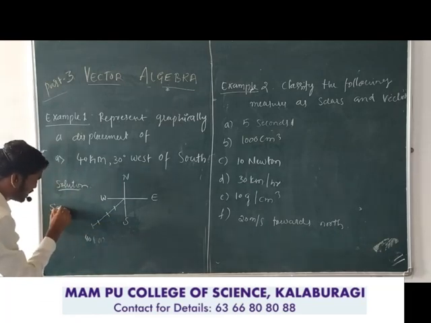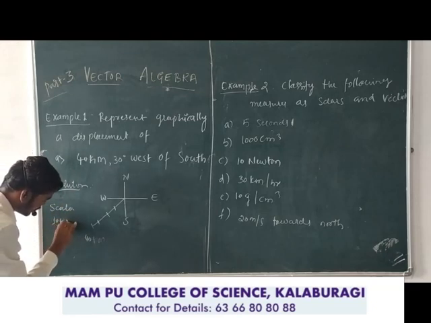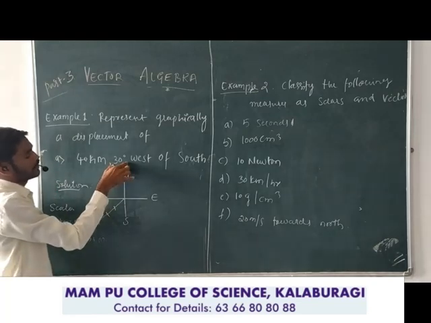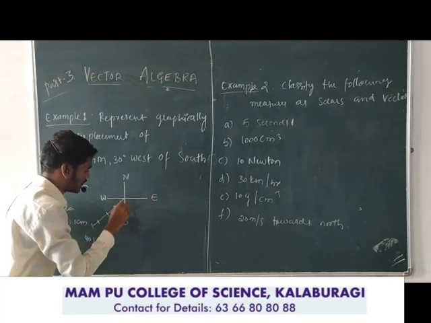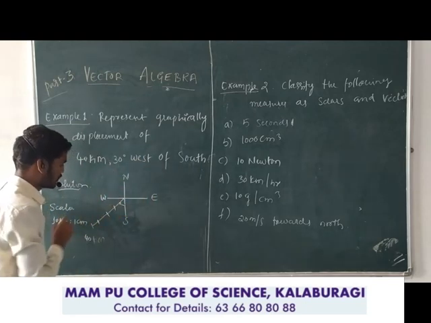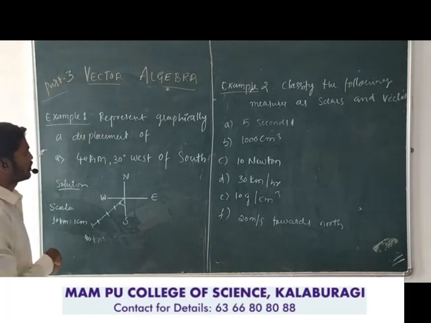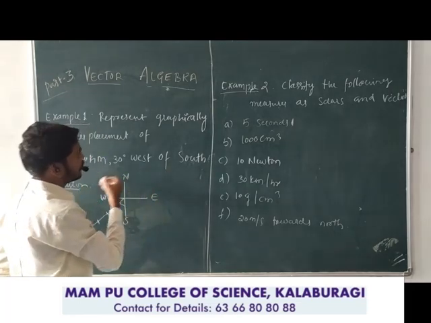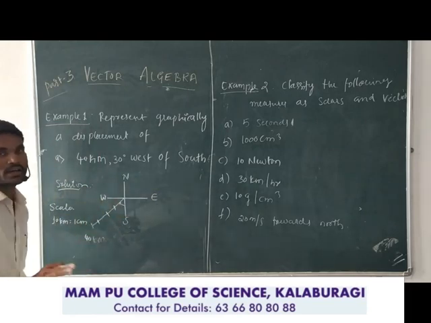Here I can write the scale: 10 kilometer is equal to 1 cm. But here 30 degree, so we can take 30 degree south of west here. Similarly, in exercise 10.1 they have given a similar problem. They just change something, like north, east or west, and they are changing the problems like this.